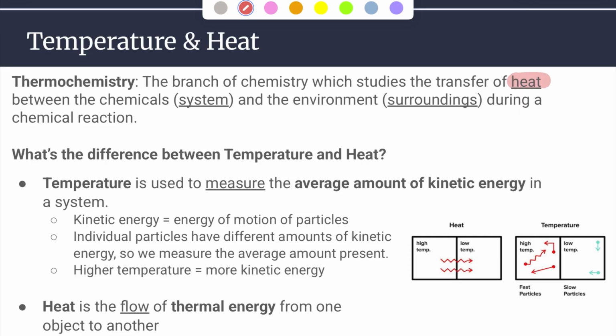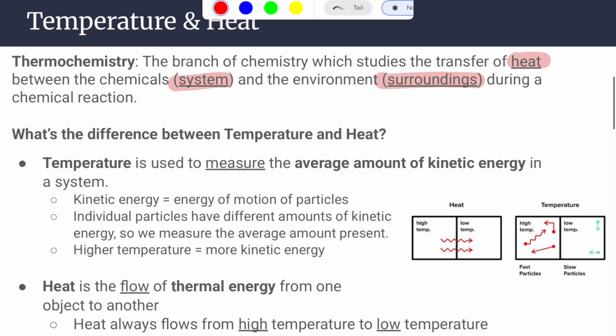between chemicals, which is usually what we call the system, and the environment, which we call the surroundings, during a chemical reaction. So the notes that you have will have blanks for where you need to fill in that information. Feel free to take other notes as you need.